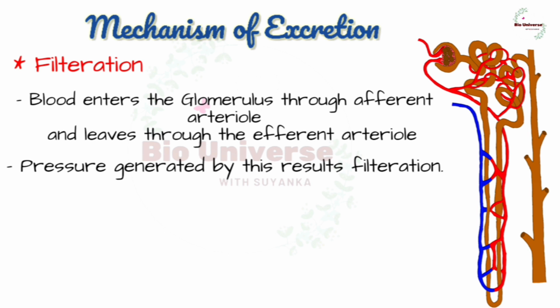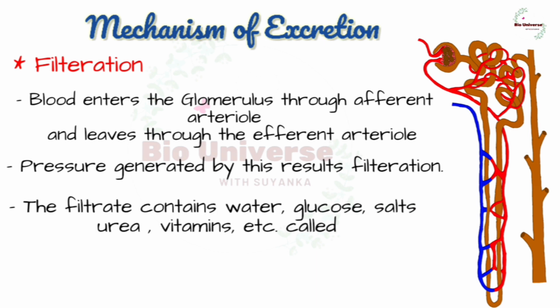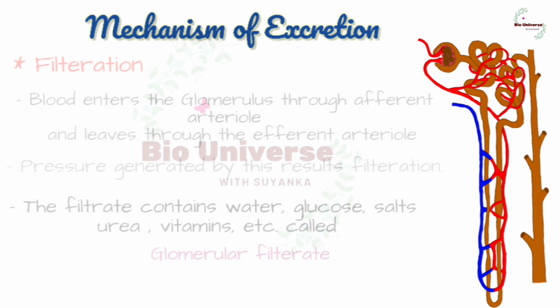Water and small molecules are forced out of the walls of the capillaries of the glomerulus and Bowman's capsule and enter the tubule of the nephron. Large molecules remain in the blood of the glomerulus. The filtrate contains water, glucose, salts, urea, vitamins, etc. It is called glomerular filtrate.